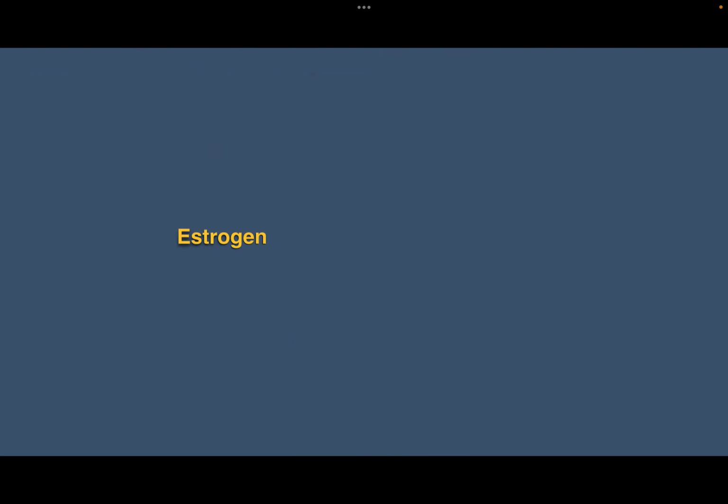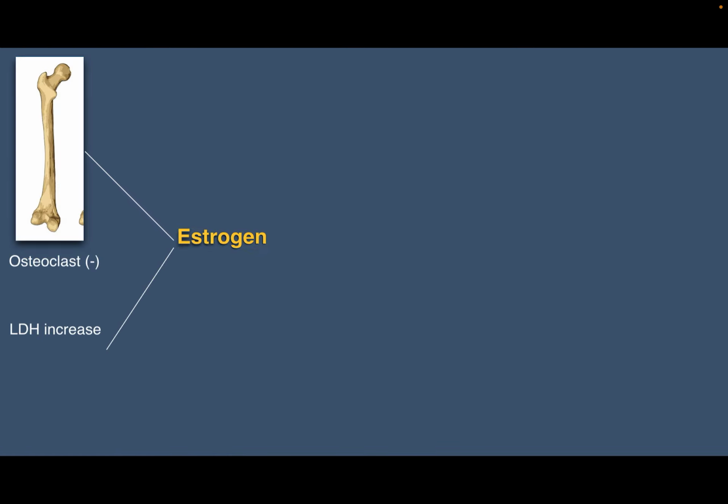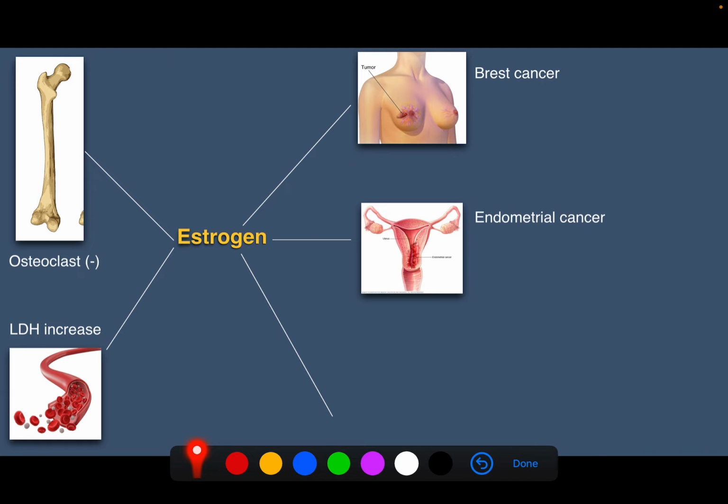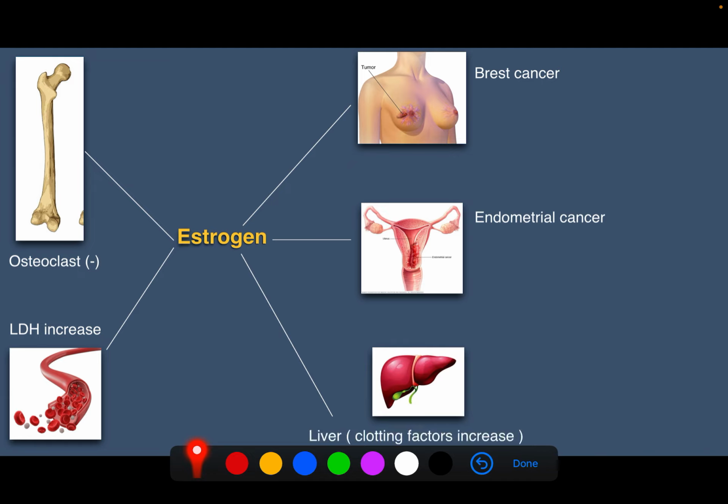Done. So now we are studying some physiological effects of estrogen. What does estrogen do in our body? See, estrogen does two good things. The good things are what? It inhibits osteoclasts, so there is less bone breaking, and it increases HDL. HDL is the good cholesterol, right? So these are the two good things that estrogen is doing. Estrogen does three bad things. The bad things are: first is breast cancer, second is endometrial cancer, and third is increasing liver clotting factors.